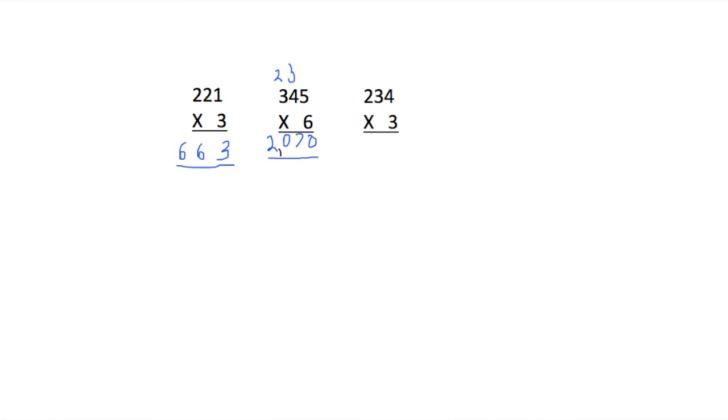Now, what do we have here? So we have 3 times 4 equals 12. Carry the 1. 3 times 3. Well, let's see. Instead of doing multiplication, let's see if we can do repeated addition. So 3 plus 3 equals 6. And since we're multiplying 3 times 3, we have to add another 3. Well, 6 plus 3 equals 9.